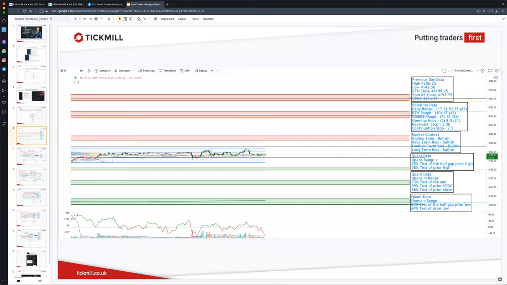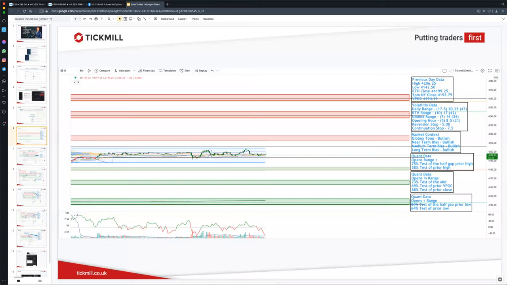I also note additional key data from the prior day's price action. These levels are often important to define the bias for the current day. The previous volume point of control, the highest volume price from the previous day, where buyers and sellers perceive the price to be fair value for the day.